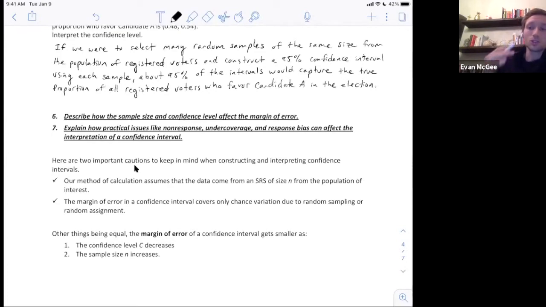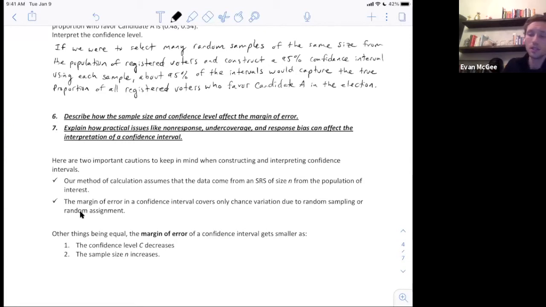Basically, it's assuming that the sampling method was good. The margin of error doesn't account for any type of bias because it all comes from a trustworthy or representative sample. So if it wasn't a representative sample, our margin of error can't account for any of that bias that could be included. Second, the margin of error in a confidence interval covers only chance variation due to random sampling or assignment.